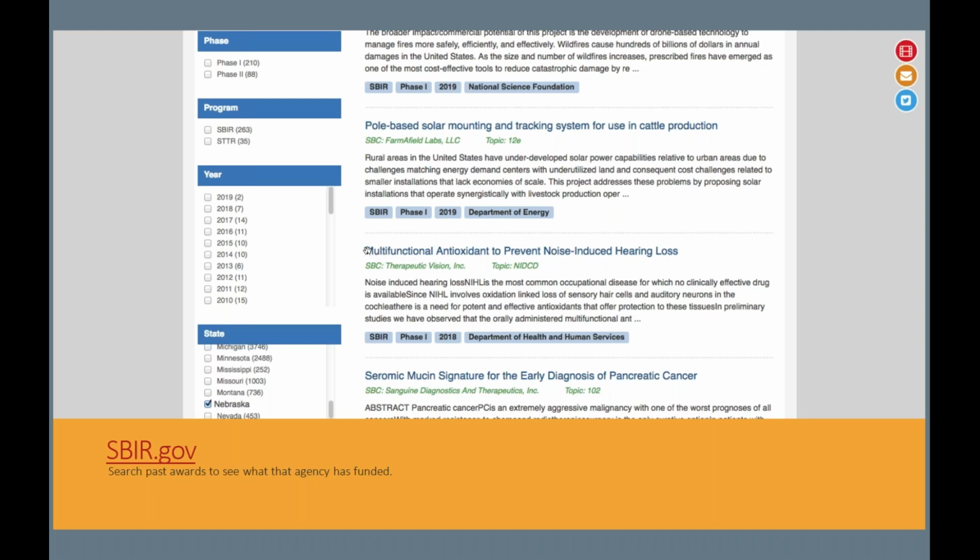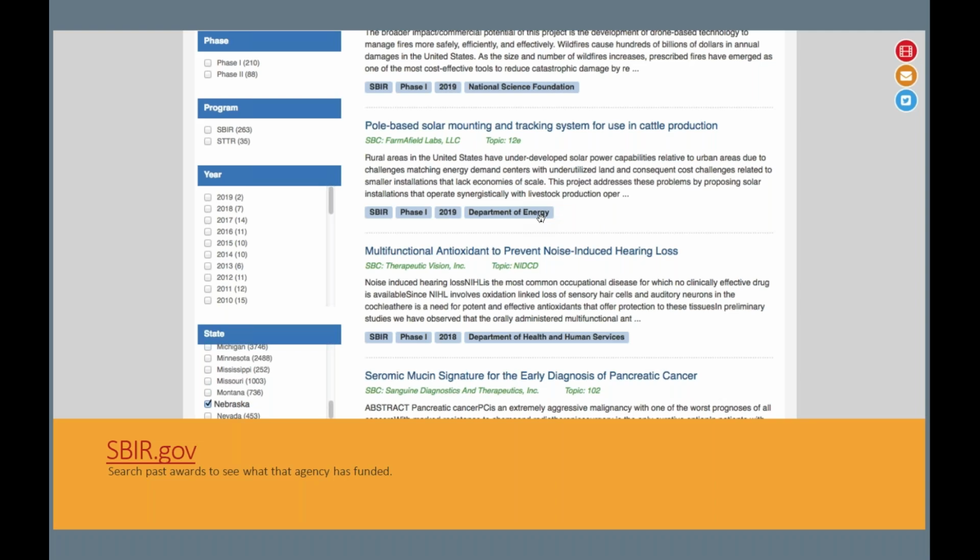So you can look here, and one of them is a multifunctional antioxidant to prevent noise-induced hearing loss. That makes sense that the Department of Health and Human Services, probably specifically the National Institutes of Health, funded that concept, that phase 1. But when you look up here, pole-based solar mounting and tracking system for use in cattle production. If I were to read that and think about what that product probably does, I would assume the U.S. Department of Agriculture had funded this. But it's actually the Department of Energy.